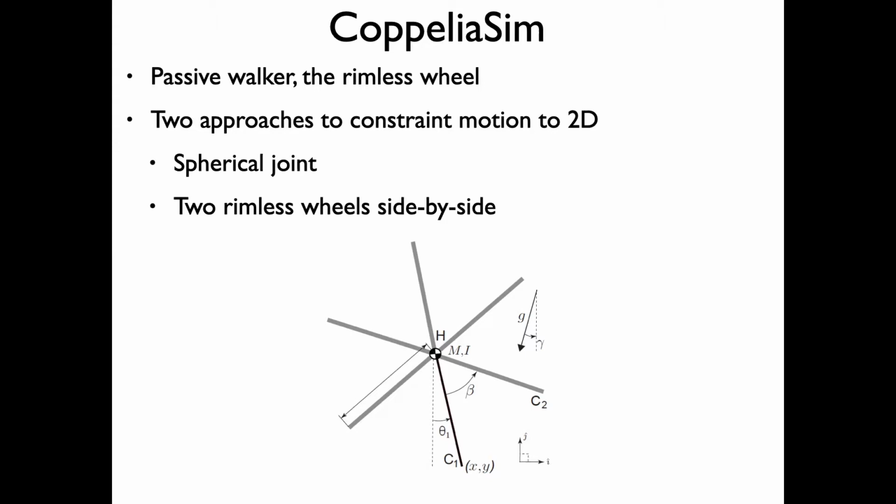But in CoppeliaSim, it's basically a 3D simulator, and so you need to constrain the motion of the rimless wheel in 2 dimensions for it to not fall side by side because there's no control. So the CoppeliaSim part of today's lecture is dedicated to showing you how to constrain the motion of the rimless wheel to be in a plane. Again, this is useful for other things later on.